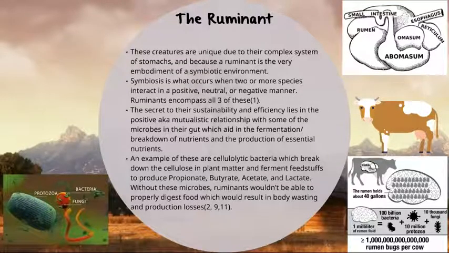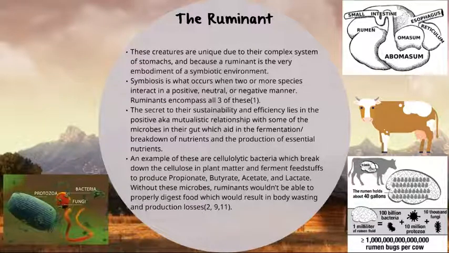These creatures are unique due to their complex system of stomachs, and because a ruminant is the very embodiment of a symbiotic environment. Symbiosis is what occurs when two or more species interact in a positive, neutral, or negative manner. Ruminants encompass all three of these.